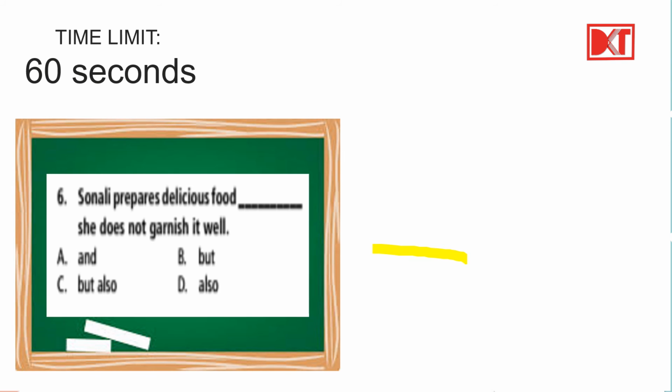Alright, now this one says Sonali prepares delicious food dash she does not garnish it well. The options are: and she does not garnish it well, but she does not garnish it well, but also she doesn't garnish it well, or also she doesn't garnish it well. Here the correct answer is B, but she does not garnish it well. Why but? Because but is used when we are talking about two contrasting statements. One statement is Sonali prepares delicious food, but in contrast to that, she does not garnish it well. All right.